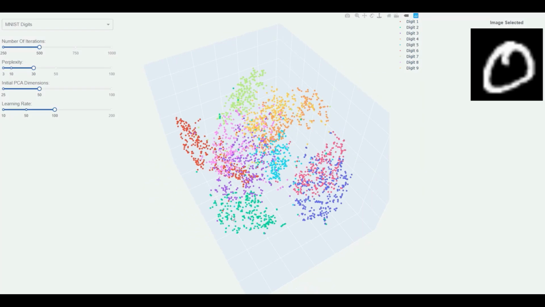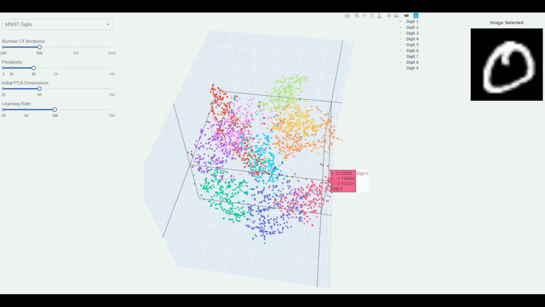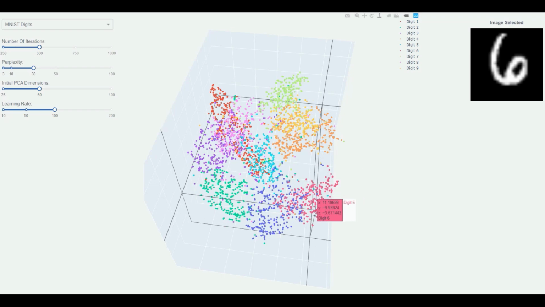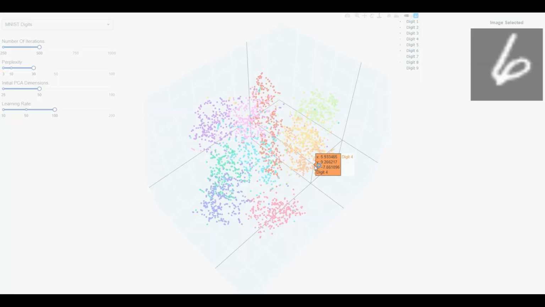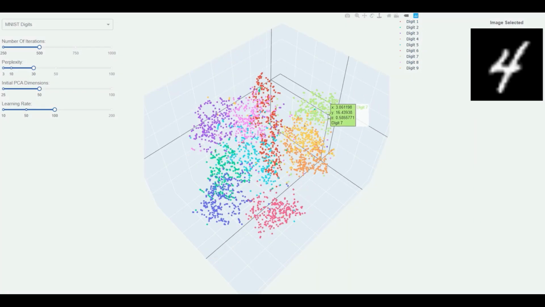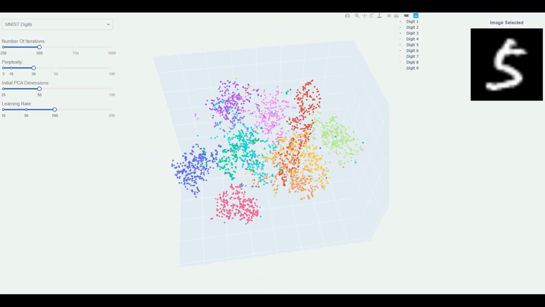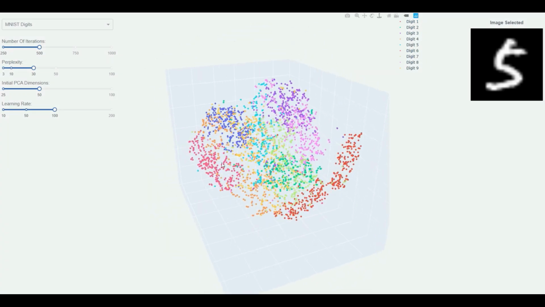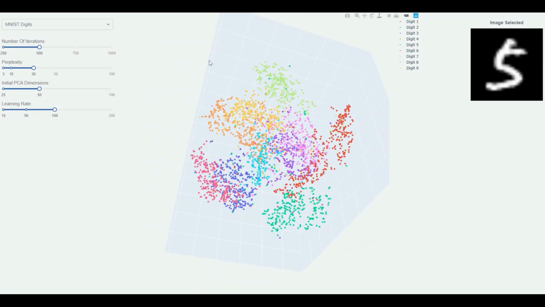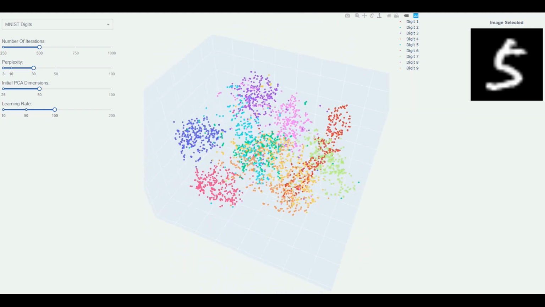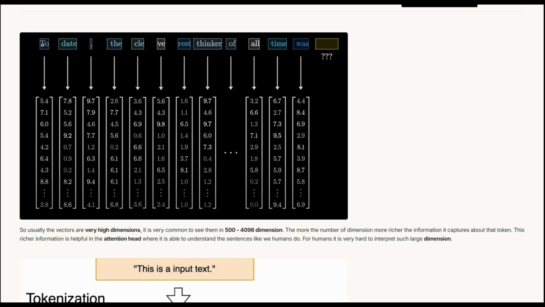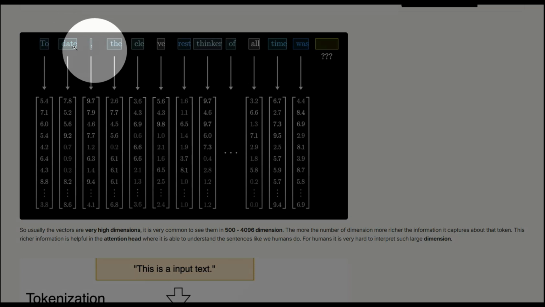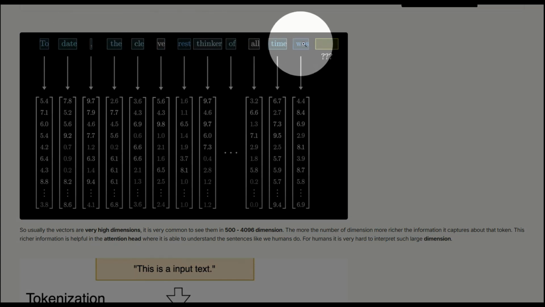Here you can see the cluster of handwritten numbers in 3D space. Note how the clusters are divided into different colors, each color representing a specific digit. Also note how a given number's variations are all in the same cluster. Here is another look into vectorization or embedding of words. For each word, it generates hundreds of values, as can be seen in the picture.